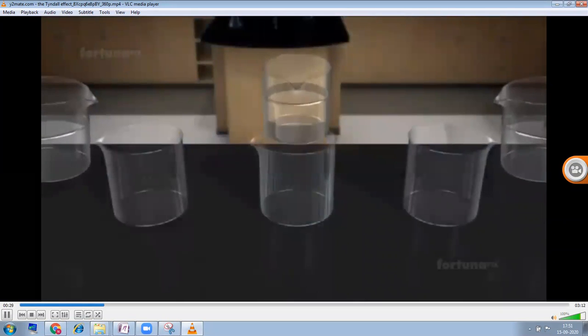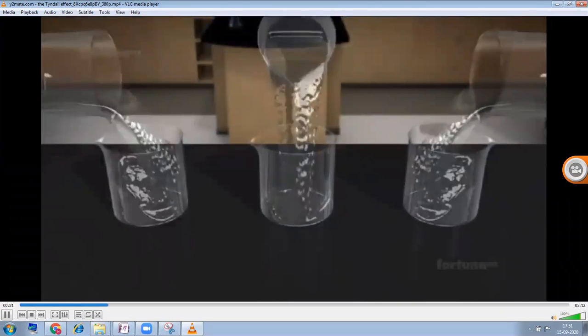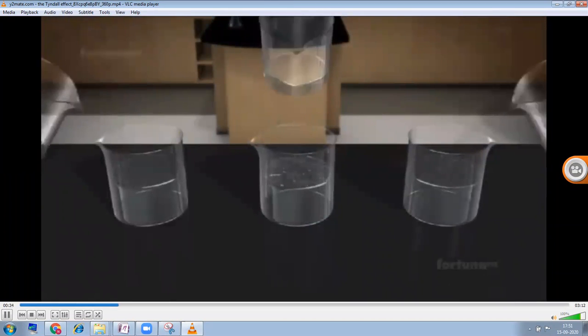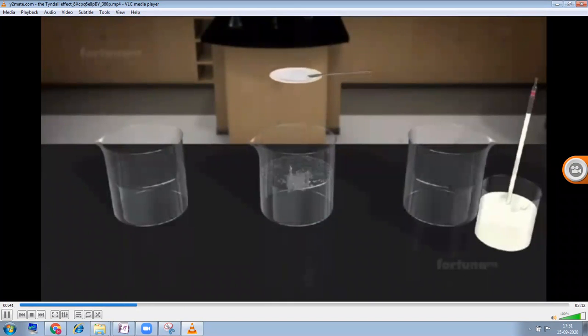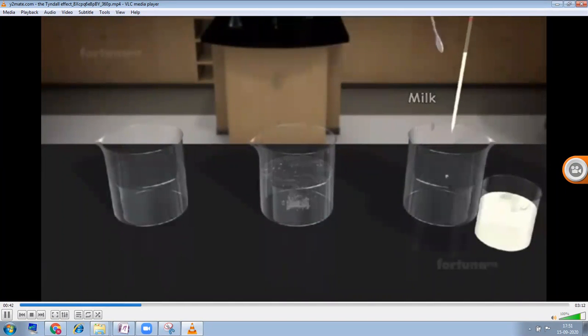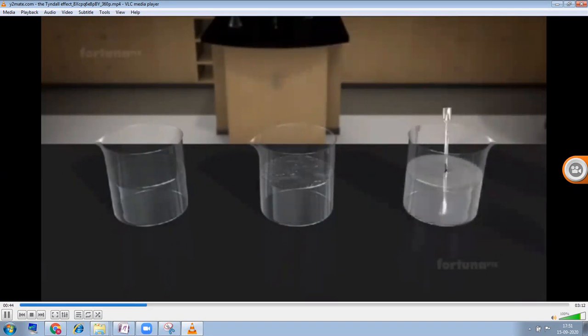Let's demonstrate the Tyndall effect. We'll begin by filling all 3 beakers with distilled water. In the first, we'll leave just the water. In the second, we'll dissolve a spoonful of sugar. And in the other, we'll stir in a few drops of milk.